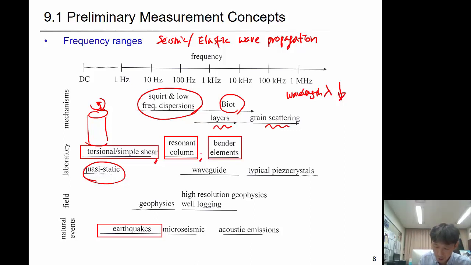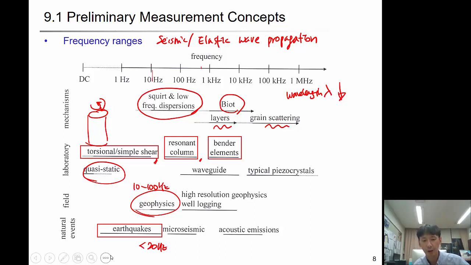And resonant column is in the frequency range of 10 to several hundred hertz, and bender element ranges from 1 kilohertz to 10 kilohertz. And geophysical survey methods in the field, in general, are about 10 to 100 hertz, and earthquake is less than about 20 hertz in general. The main energy is in this kind of frequency range.